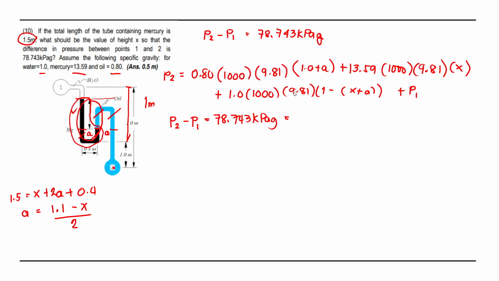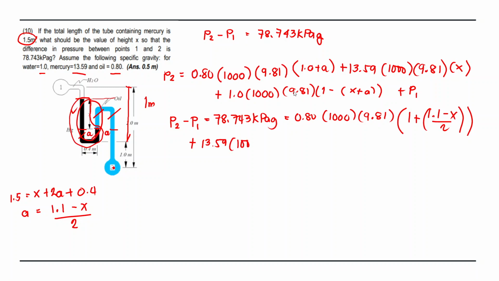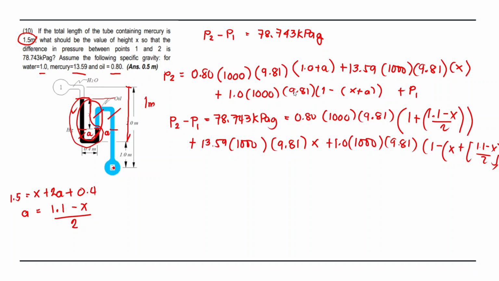So, substitute ulit natin. 0.8 times 1,000 times 9.81 times 1 plus 1.1 minus x over 2, plus 13.59 times 1,000 times 9.81 times x, okay, yan yung hinahanap, plus 1.0 times 1,000 times 9.81 times 1 minus x plus A na 1.1 minus x over 2. Ayan.